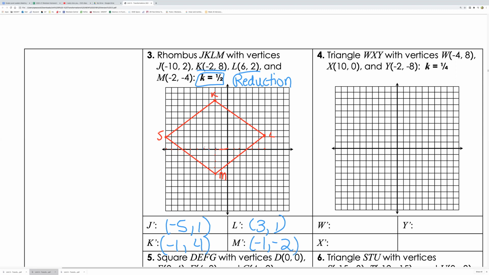1, 2, 3, 4, 5, up 1, J prime. 1, up 4. 1, 2, 3, 4, K prime. 3, 1, so 1, 2, 3, 1, L prime, and the last one's M. 1, down 2, M prime. Okay, let's connect those. Boop, boop, boop. I know I did it right because there's a tiny guy.